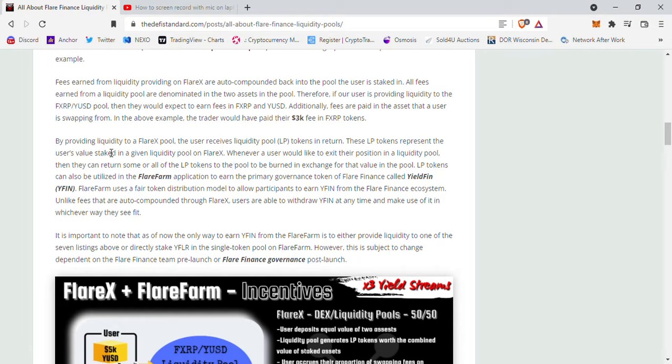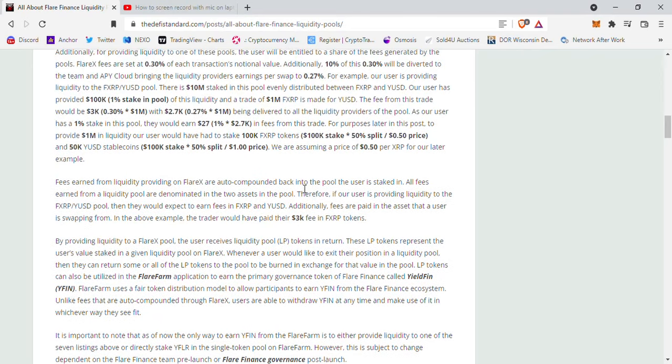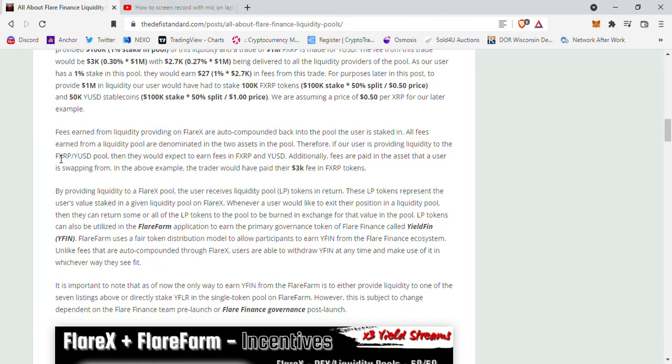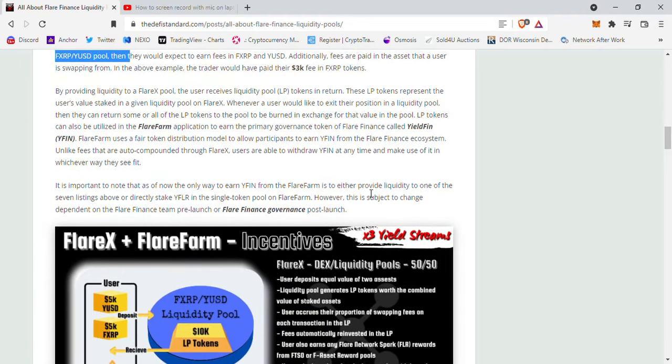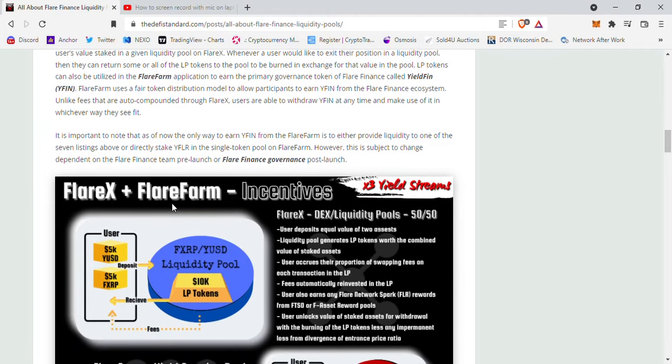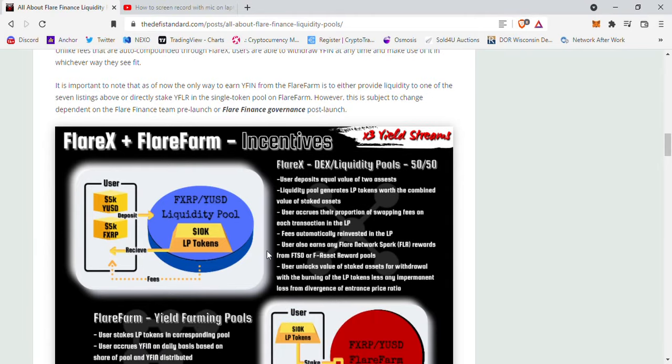So now, also by providing liquidity, and this is where the main money is made, by providing liquidity to a FlareX pool, in our case FXRP and YUSD, you're going to receive liquidity pool tokens, LP tokens, in return. And these tokens represent the user's value staked in a given liquidity pool on FlareX. Now, you're going to receive your gains, your LP tokens, in the form of FXRP and YUSD split evenly. And they'll probably show up in your wallet that is attached to the FlareX or the Flare Finance platform. Could be Bifrost, MetaMask, whatever you choose to use.